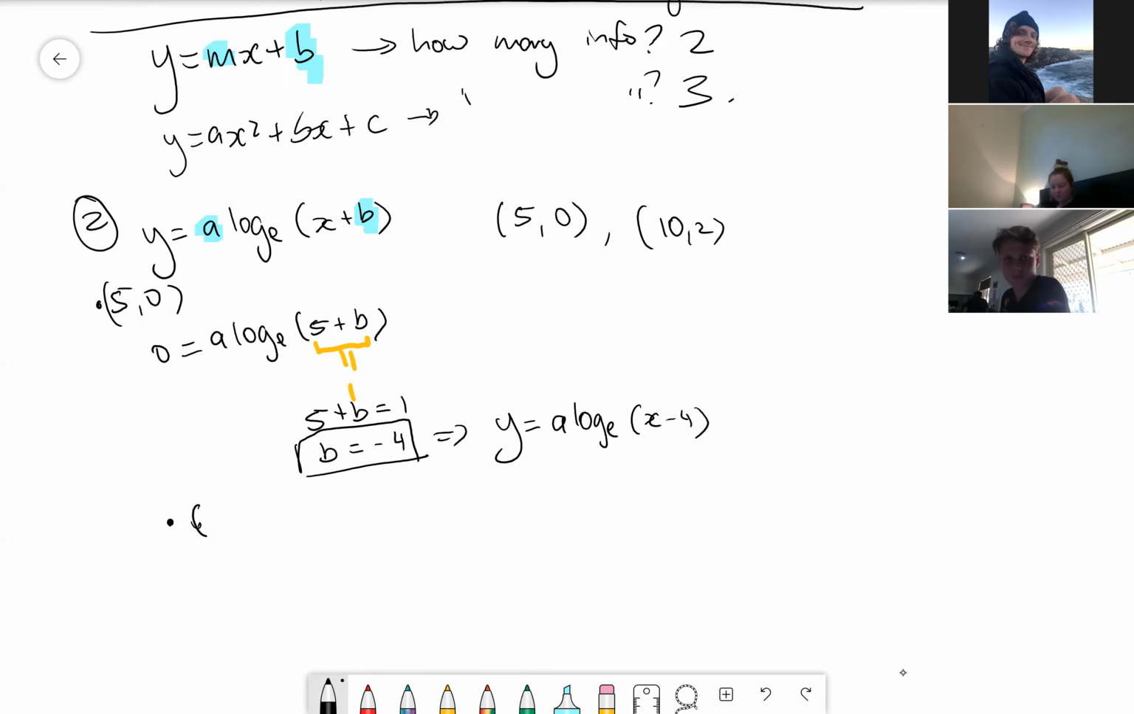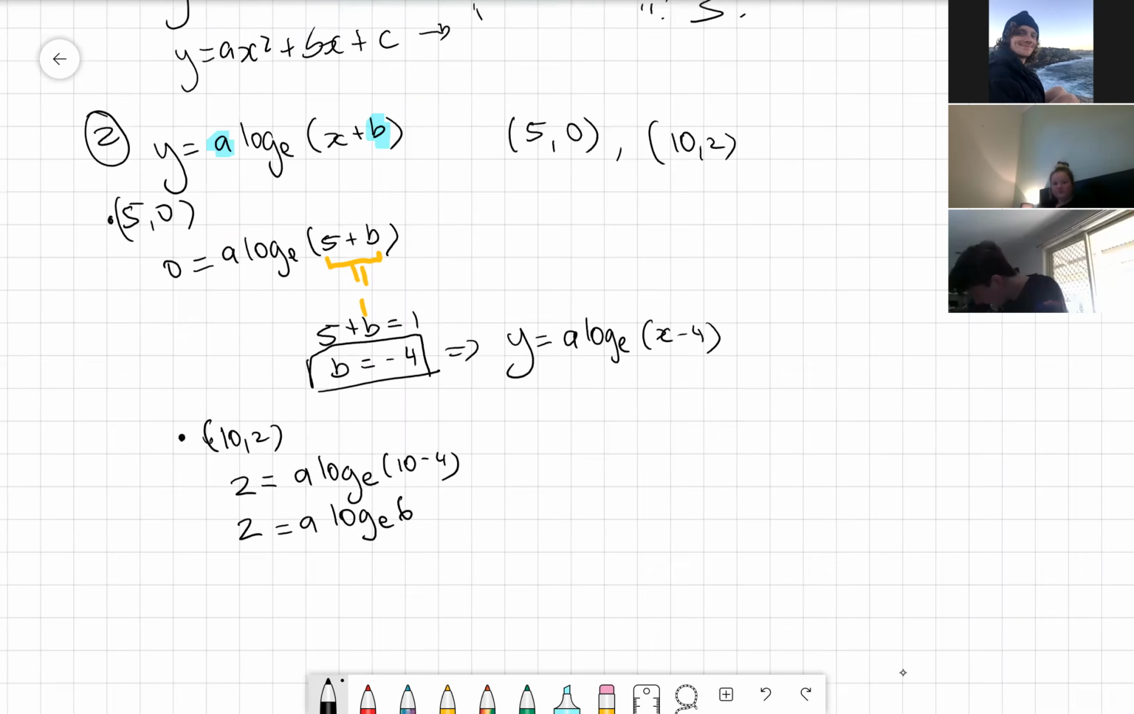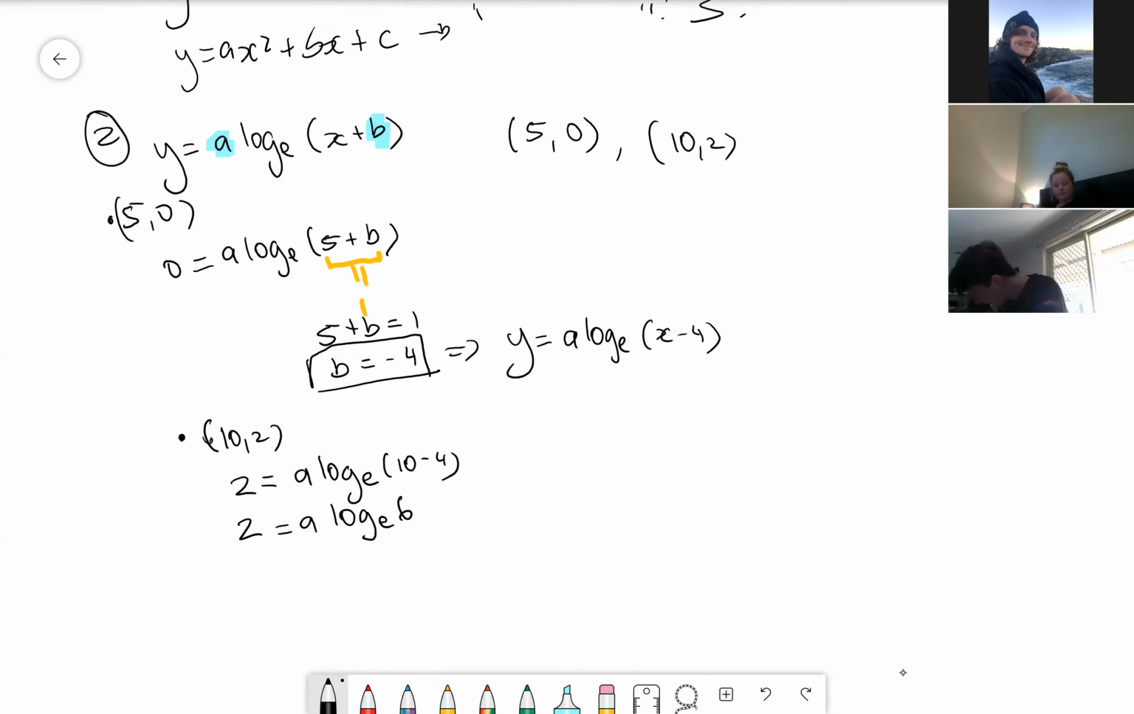So then let's look at our second one. We got (10, 2), so 2 is equal to a log to the base e, 10 take 4, which is a log to the base e, 6. How would you find a here? And it might be easier than you think. Is that what you put as a power? You don't even need to do that.